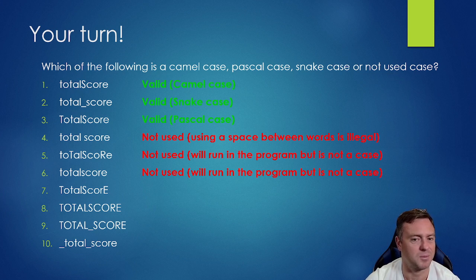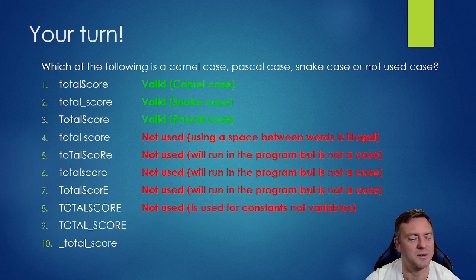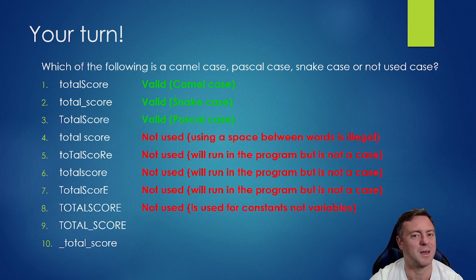It's possible with these ones because they are legal words. This one again would be run, but it's not really used. This one is a little bit different. This is actually what we call a constant. Writing it all in capital letters signifies that it will never change, which, most of the time in a game, the score should change. So that's probably badly worded.